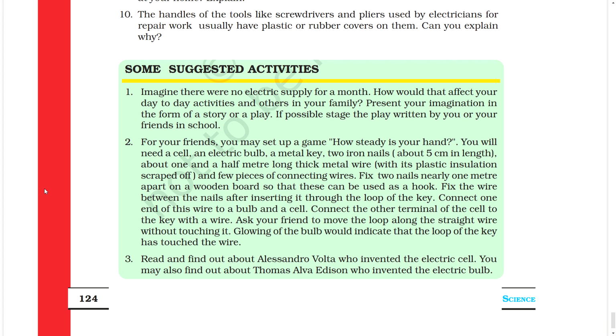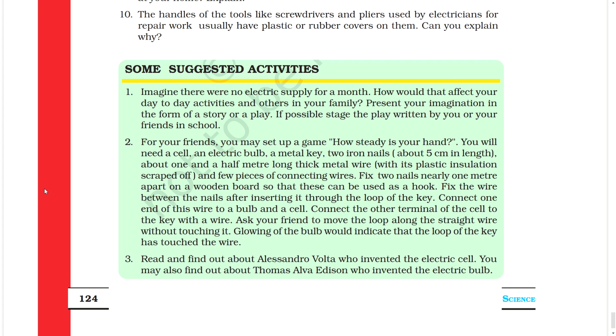2. For your friends, you may set up a game: How steady is your hand? You will need a cell, an electric bulb, a metal key, two iron nails about 5 centimetres in length, about 1.5 metre long thick metal wire with its plastic insulation, a scrap wooden board and a few pieces of connecting wires. Fix the nails nearly 1 metre apart on a wooden board.